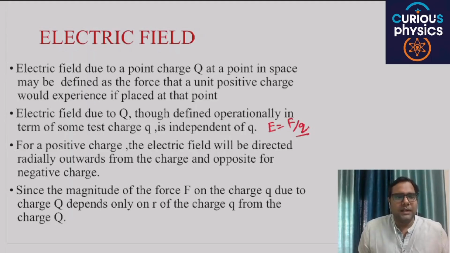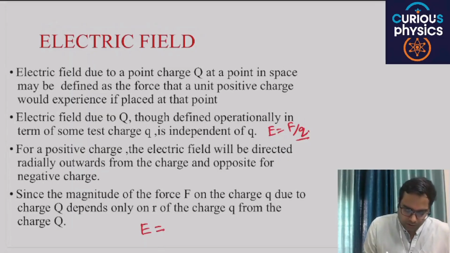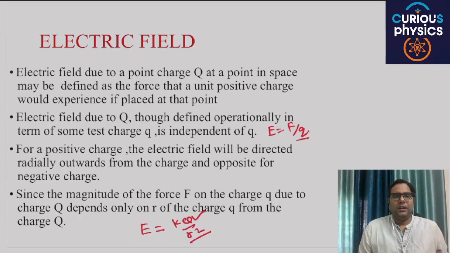For a positive charge, the electric field will be directed radially outward from the charge, and opposite for a negative charge, it is radially inward. Since the magnitude of force F on the charge due to Q depends only on r, the distance from the charge Q, the electric field is equal to kQ by r square, depending on the magnitude of Q and distance r. So the formula for electric field for a point charge is kQ by r square. Are you getting my point?